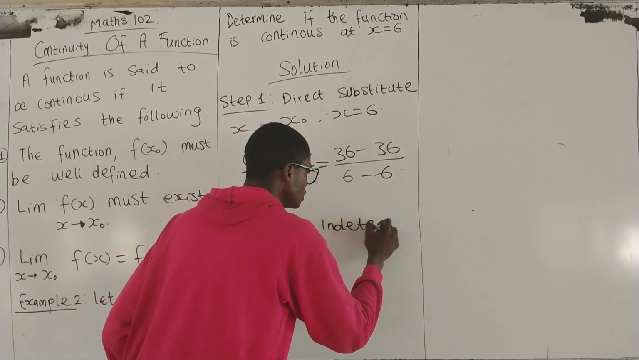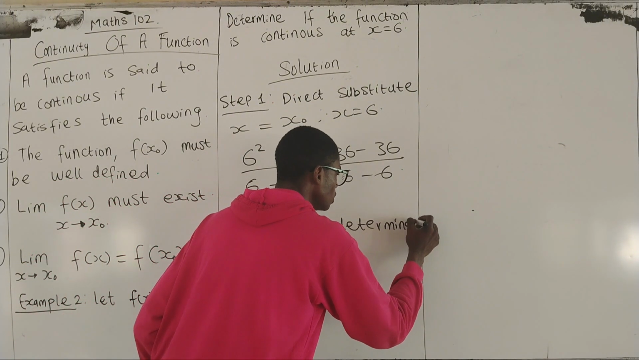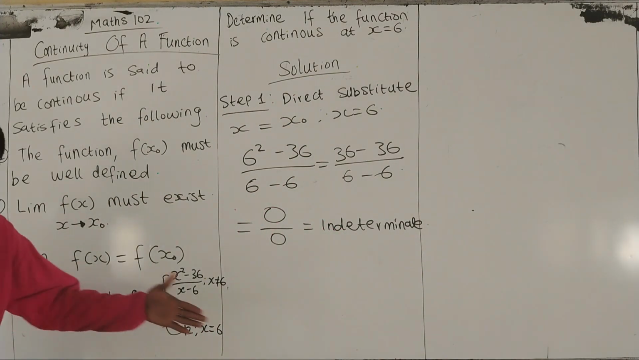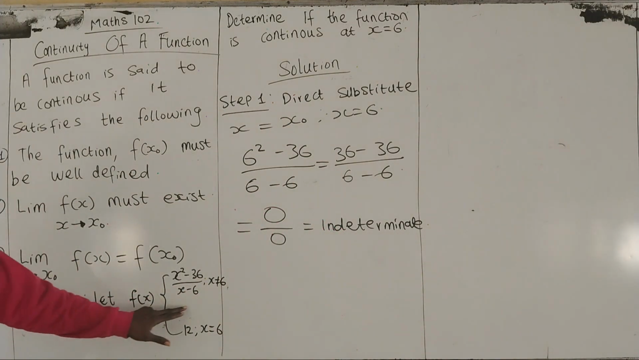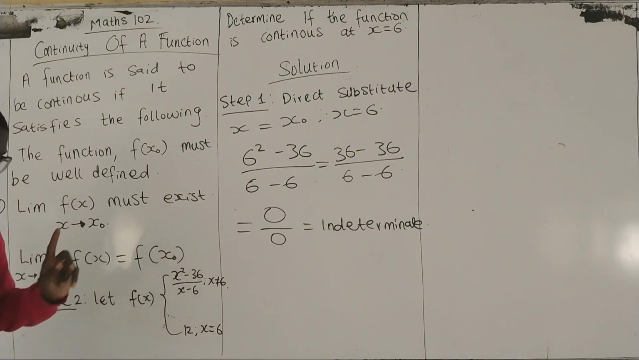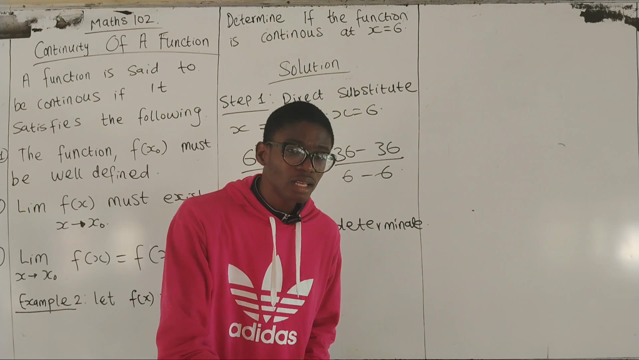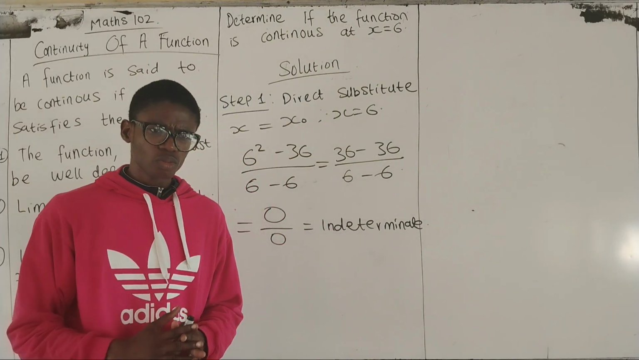Indeterminate. So in this case, we can now proceed by finding the limit of this. If x must not be equal to 6, what are we supposed to do?